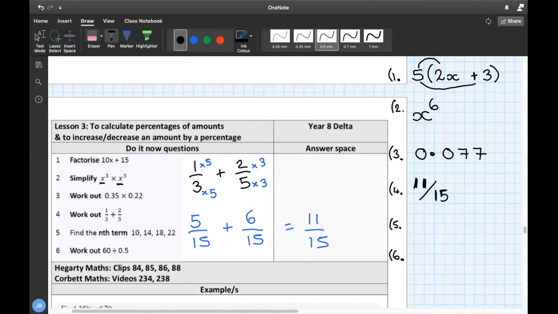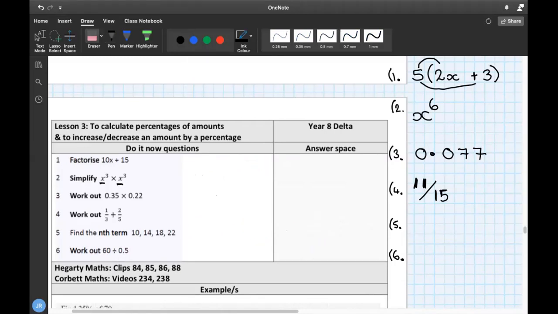Okay, next we've got a sequence here, 10, 14, 18, 22. We've been asked to find the nth term, the general rule for this sequence. So I'm just going to write it out to give myself a bit more space. 14, 18, 22.